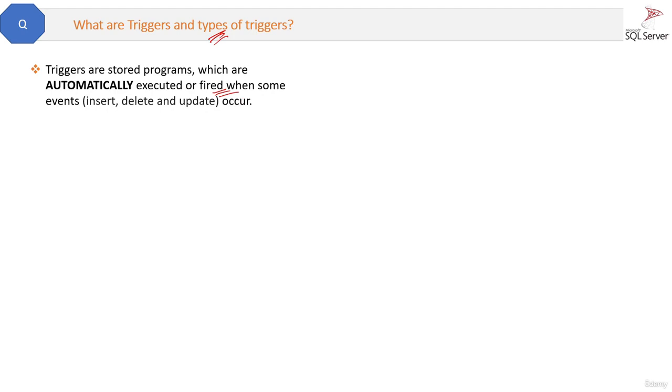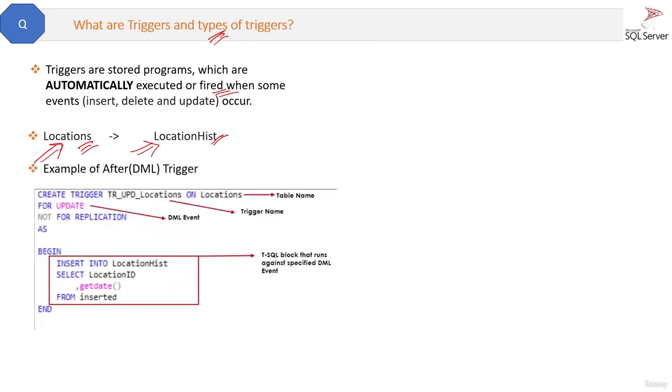Let me explain this with an example. Suppose you have a table locations. Now whenever some data is inserted, deleted or updated in the locations table, you want to keep track of it. Therefore you created this location history table to record the updates. So to record data in the location history table, you will create a trigger like this.